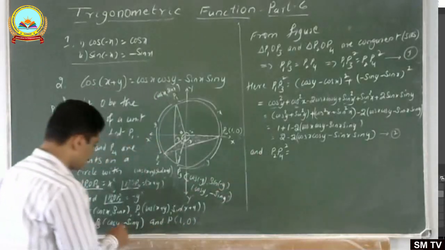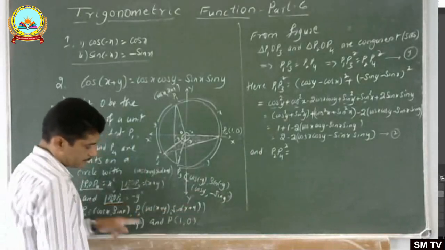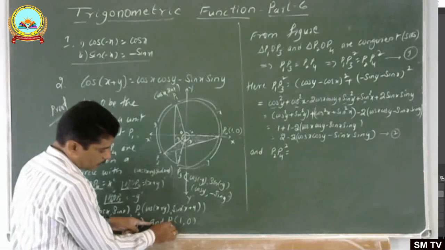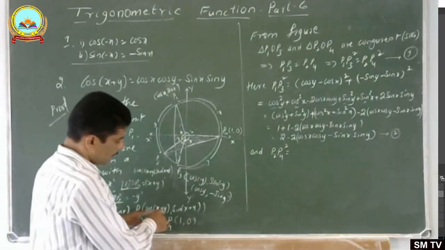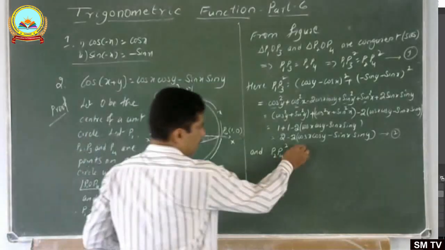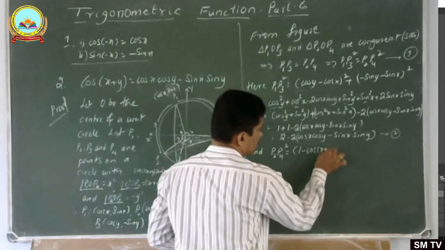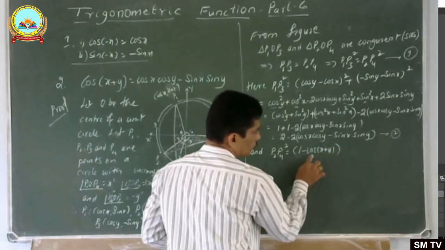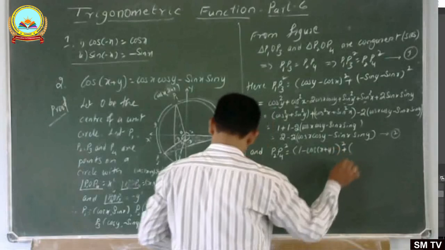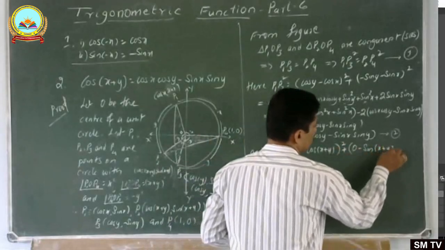Therefore here what is P2? P2 means cos of x plus phi comma sin of x plus phi, and P4 means 1 comma 0. Here x1 comma y1, x2 comma y2. Here you know that 1 minus cos of x plus y, x2 minus x1 whole square, plus 0 minus sine of x plus y whole square.